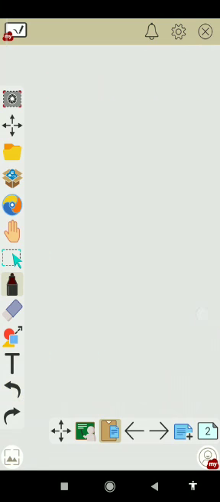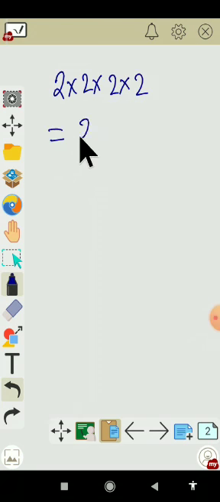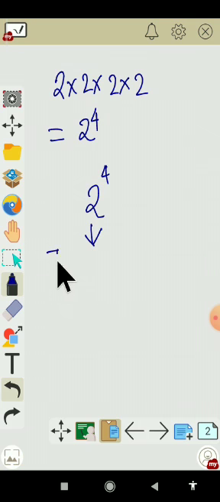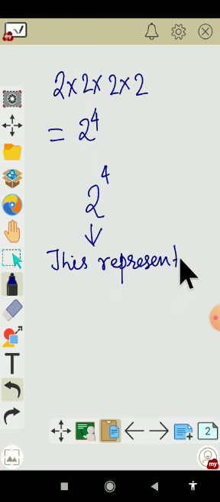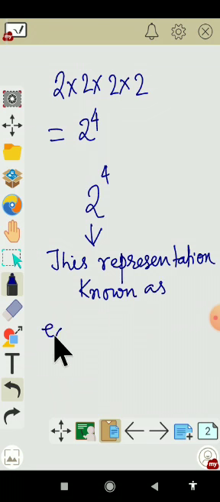So students, we already know about numbers multiplied two or more times. We can represent these numbers as 2 to the power 4. This representation is known as exponential form.